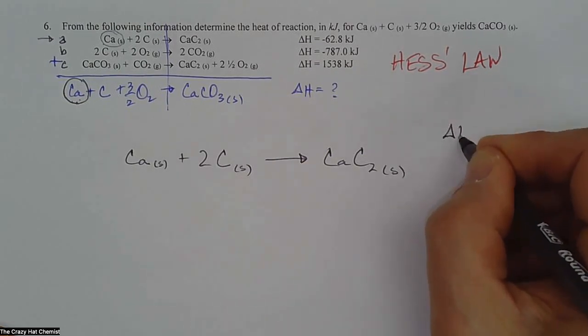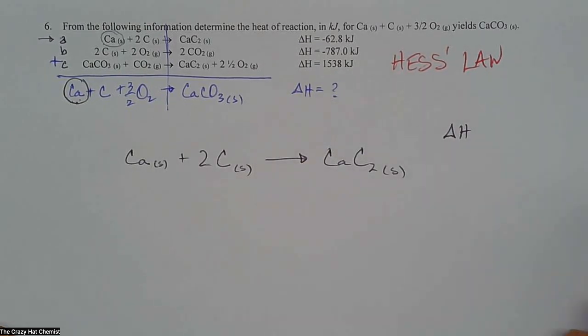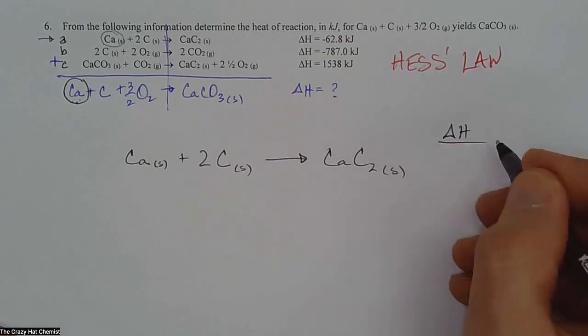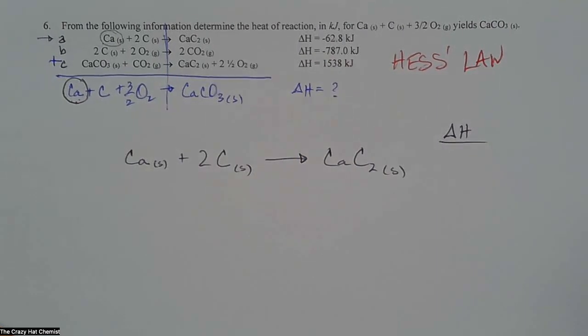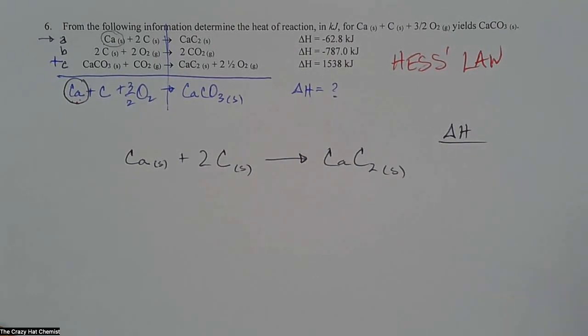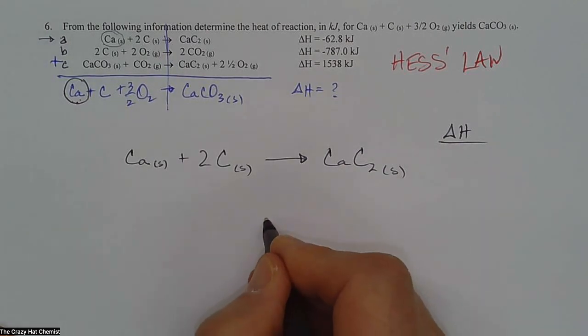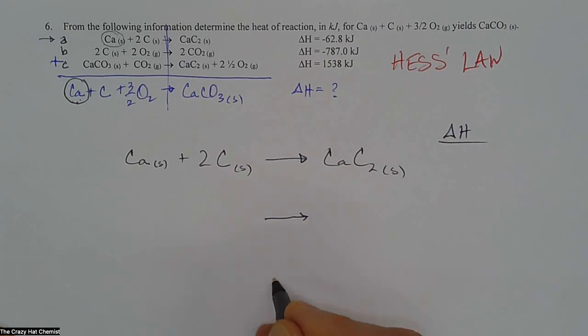So my enthalpy change for this has not changed. I haven't changed this number at all. It's still the same number that it was before. I'm going to leave it alone, so it's going to be the negative 62.8 kilojoules. We're going to come back to that in just a second. We're going to keep all our ducks in a row. We have 3 equations that we're going to do.